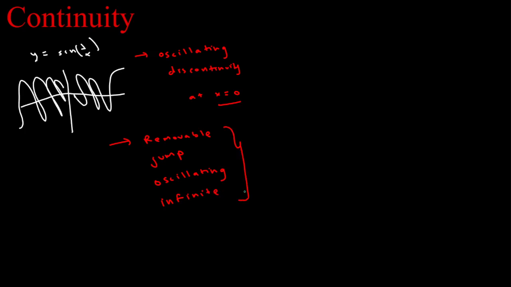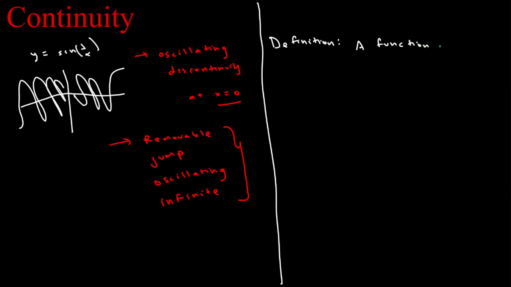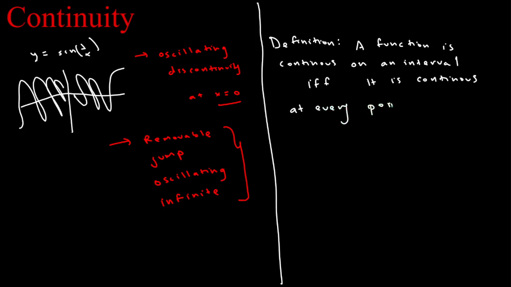So these are the different categories of discontinuities. So now let's get back to a continuous function, right? We have a definition. A function is continuous on an interval if and only if it is continuous at every point in the interval. Now this is kind of obvious, right? A function was not going to be continuous if there exists a point where you have a discontinuity, like the ones that we described over here.